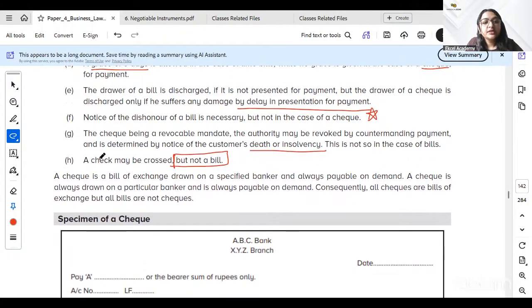A check is a bill of exchange drawn on a specified banker, always payable on demand. This is exactly the meaning of check that you need to remember: it is a bill of exchange which is drawn upon a specified banker and it is always payable on demand. Consequently, all checks are bills of exchange, but all bills are not checks. This is one of the most important topics you need to understand.